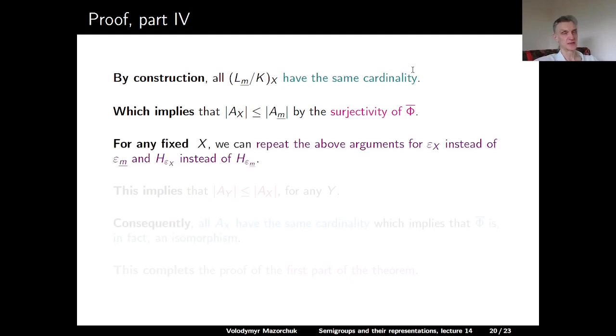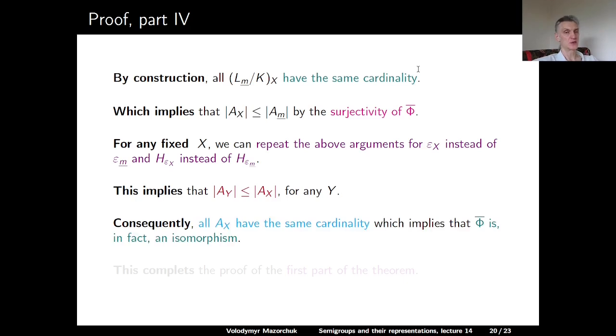But of course, if we fix x, then we can do exactly the same arguments for x as we did on the first 3 slides of the proof. So we can substitute epsilon m underlined for epsilon x and H epsilon m underlined for H epsilon x. And then this will imply that the cardinality of Ax is greater than or equal to the cardinality of Ay for any y. Put together, we get that all A sub x have the same cardinality, and this implies that phi overlined is, in fact, an isomorphism. And this completes the proof of the first part of the theorem.